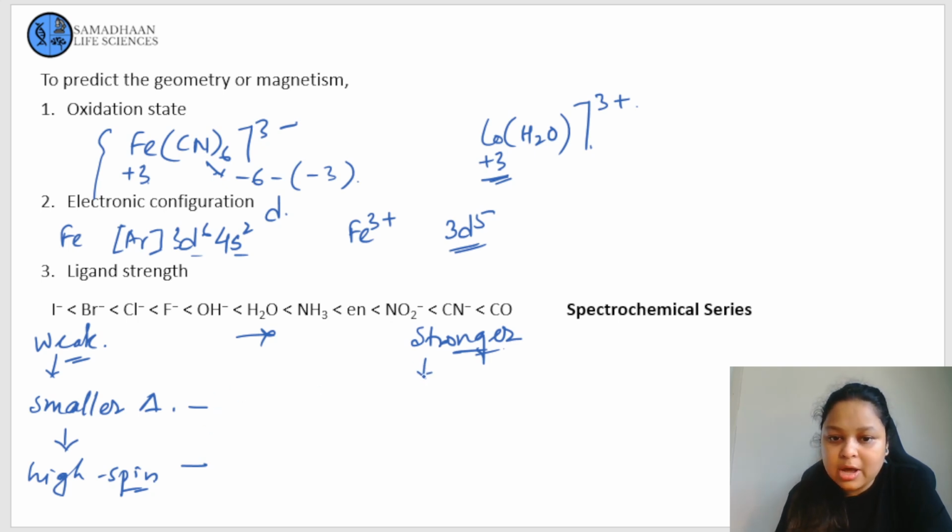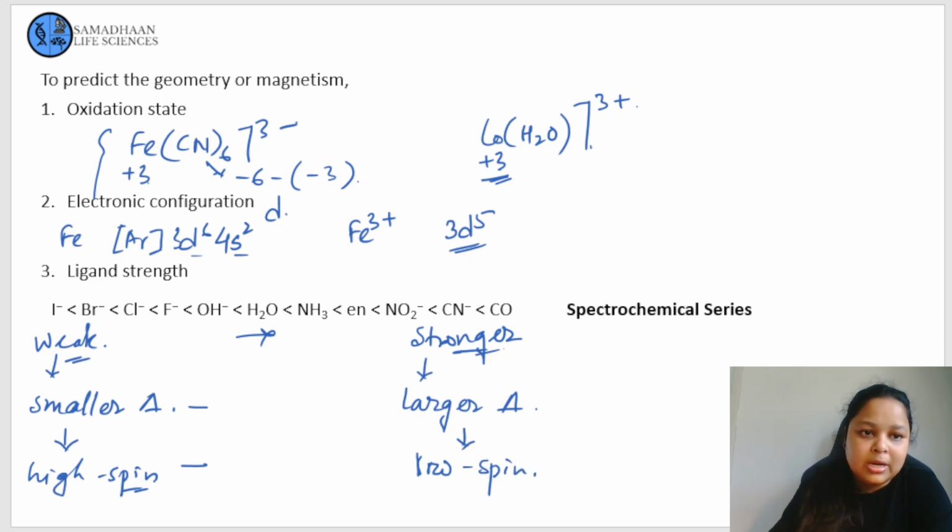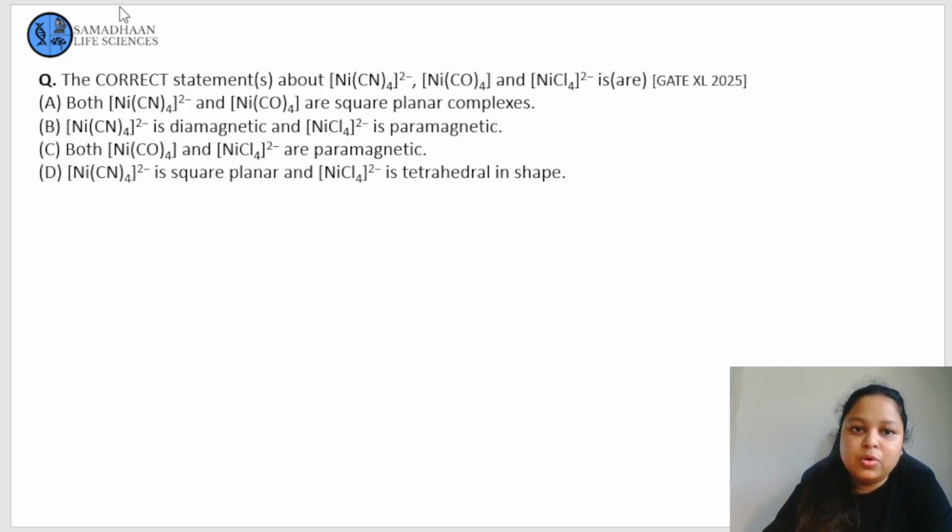Similarly, for the stronger field ligands, the crystal field splitting energy is larger. That means the electrons will remain paired rather than going to the higher energy d orbitals, which means low spin complexes. Now let's see the problems. In this problem we have three different nickel complexes. Let's see one by one.